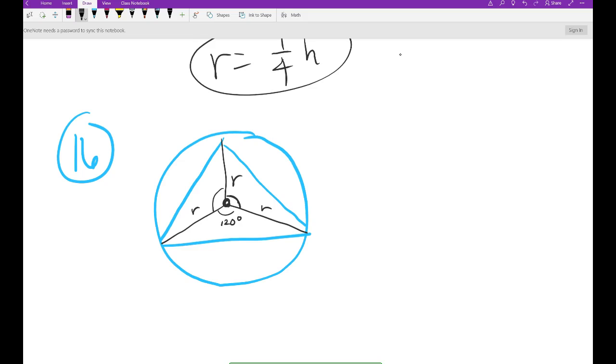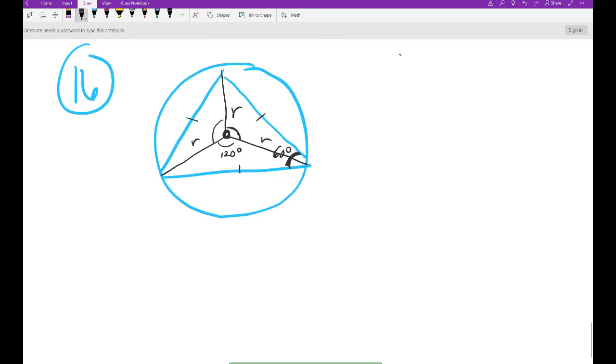Let me ask you another question. By the way, this is an equilateral triangle. Am I correct? Yes. What is this angle, the whole thing? 60. Good. Okay, so I'm going to draw it down here so you have a better picture. Can I say that this is R, this is R?